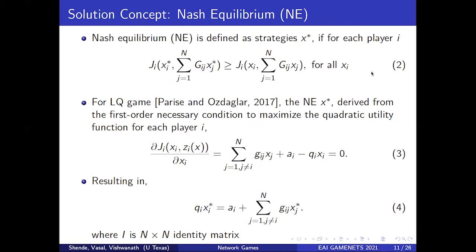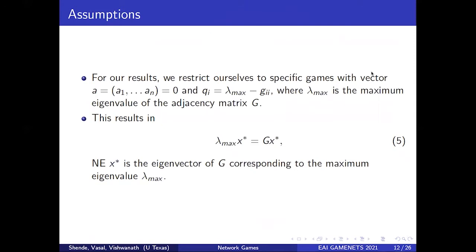For the LQ game, this Nash equilibrium can be derived using first order necessary conditions to maximize this utility function, which has been derived as shown here. We make a few assumptions over this LQ game so that the Nash equilibrium X star can be interpreted as the eigenvector of the adjacency matrix G, which corresponds to the maximum eigenvalue lambda max. This helps us to make a connection between eigenvector, eigenvalue, and the Nash equilibrium and connect it to the random matrix theories.